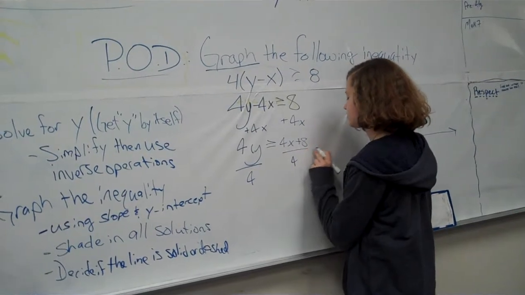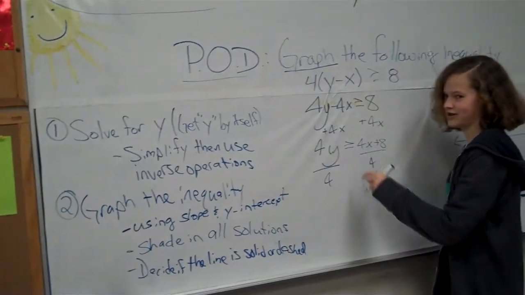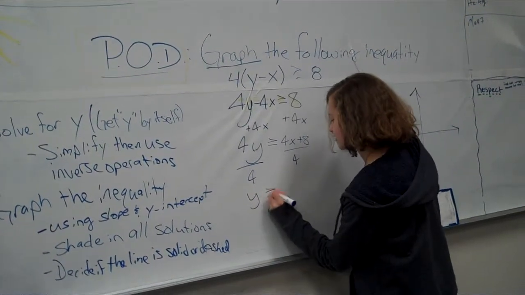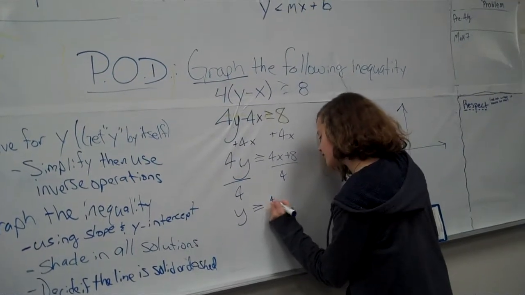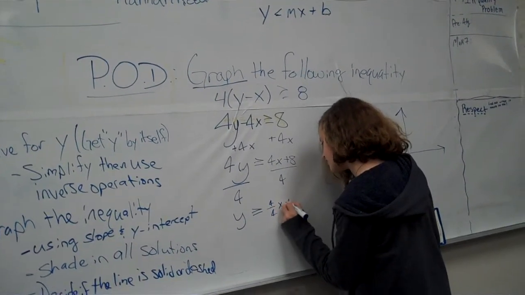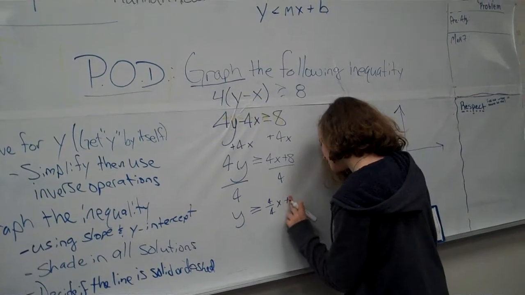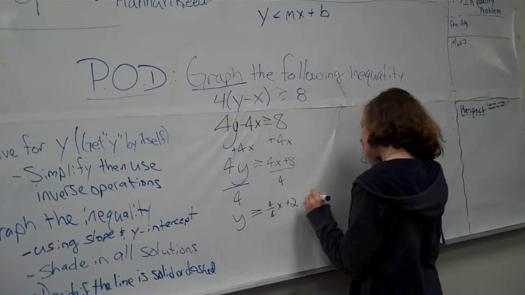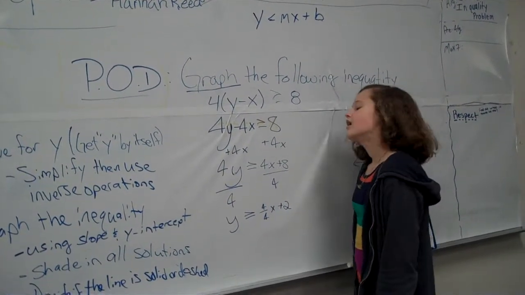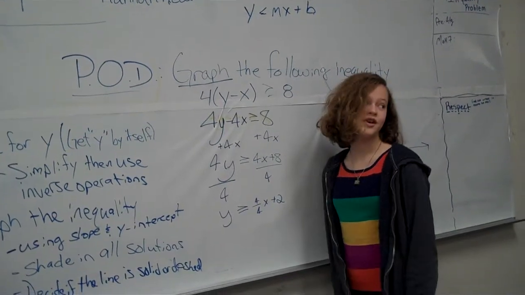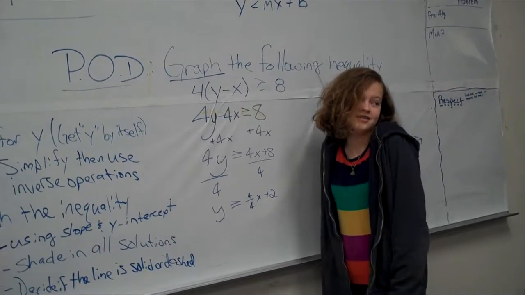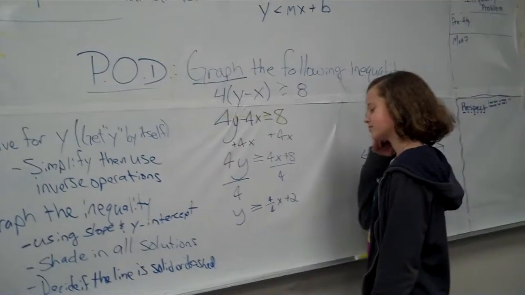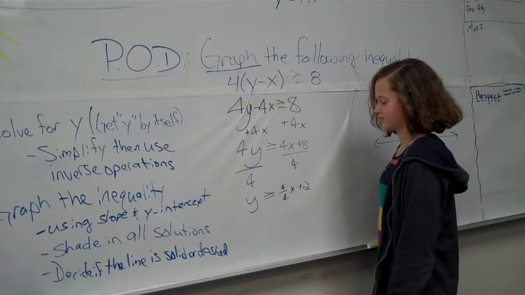So why divide? Because it's 4 times y. Good. You want me to simplify it even more? Would it help? I mean, do you need to? Not really. No. Right now you have y by itself, right? So we successfully solved for y.